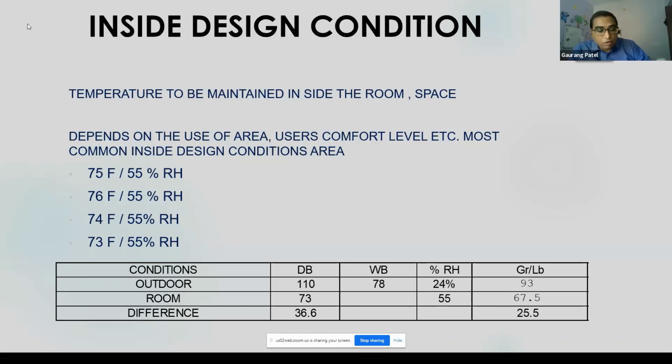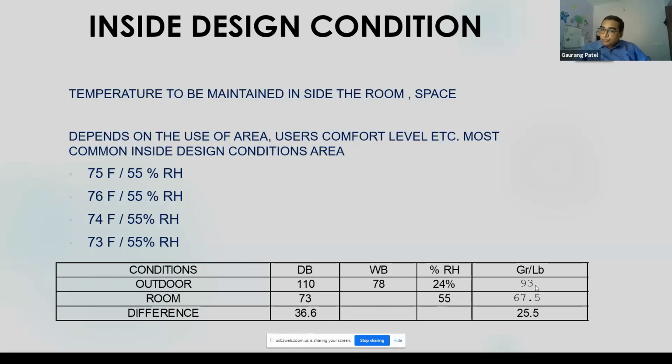What do you require? Like, you require 24 as a comfort one, when you say it will be 75 and 55, that is your 24 and 55% RH. You need to define both these parameters, and that comes here. For example, I had taken this 73 and 55 here. So this will be: 110 is the outside condition, 73 is the room condition, and this is delta T. And similarly for RH, this is 24 and 55, and this is grains per LB.